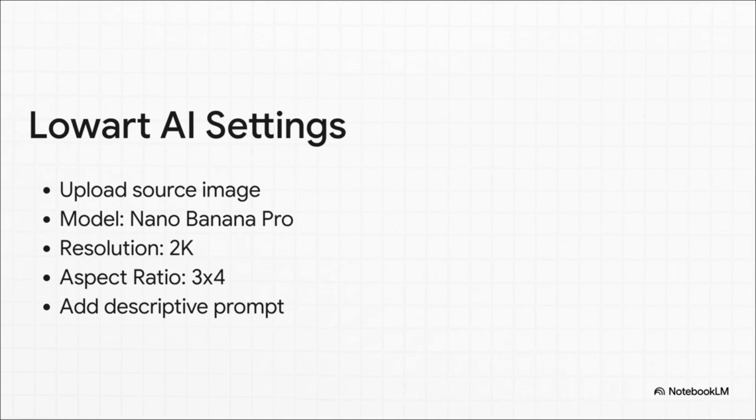The real trick here is dialing in the settings perfectly. You upload your base image and then select the Nano Banana Pro model inside LoArt. Crank your resolution up to 2K and set the aspect ratio to 3:4, which is exactly what you want for mobile social media feeds. Then just paste in a descriptive prompt detailing exactly how you want your new influencer to look, hit generate, and boom, you got your own totally original AI character.